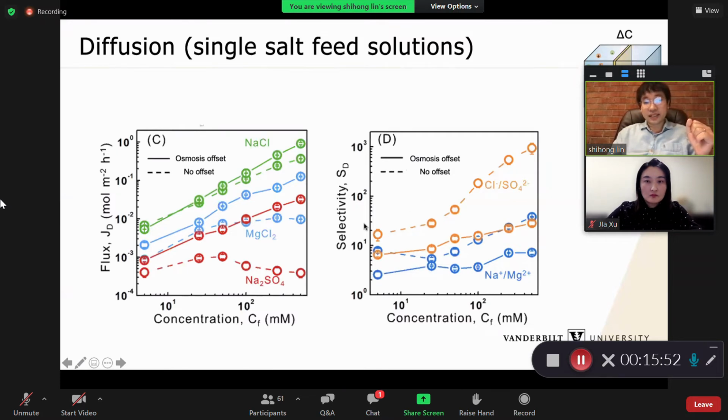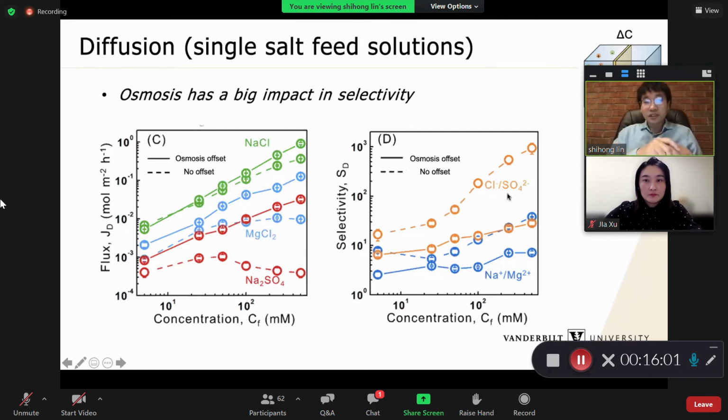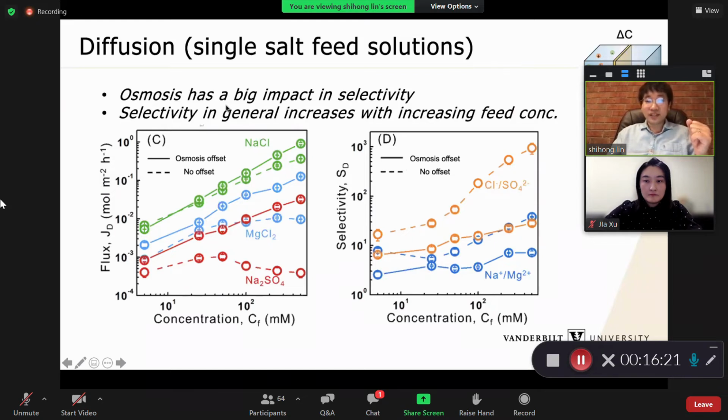So the selectivity based on these two sets of experiments are summarized here, both for cation selectivity and the anion selectivity. The general conclusion is that osmosis has a big impact on selectivity. If you don't correct for that, for example, in this case, when you have a relatively high concentration for anion selectivity, the values for selectivity can vary by almost 2 orders of magnitude. And also selectivity in general increases with increasing feed concentration.